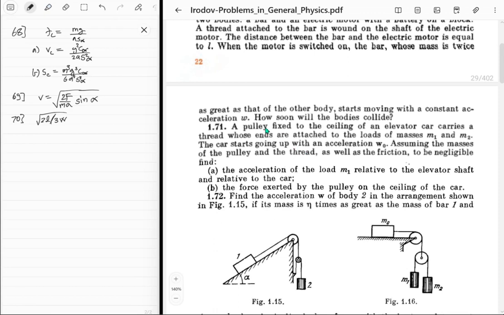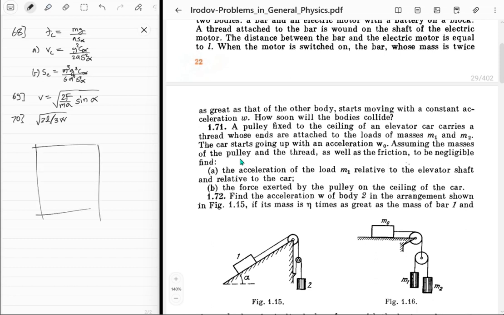Okay. A pulley fixed to the ceiling of an elevator car carries a thread whose ends are attached to the loads of masses M1 and M2. Is there no figure? Okay, there's no figure. The car starts going up with an acceleration. That's like this: you have a pulley over here, you got M1 and M2 masses attached to it. The car starts going up with an acceleration of W naught.